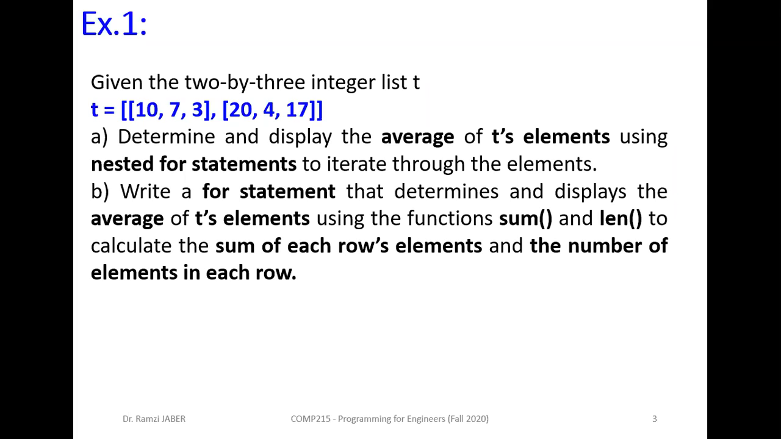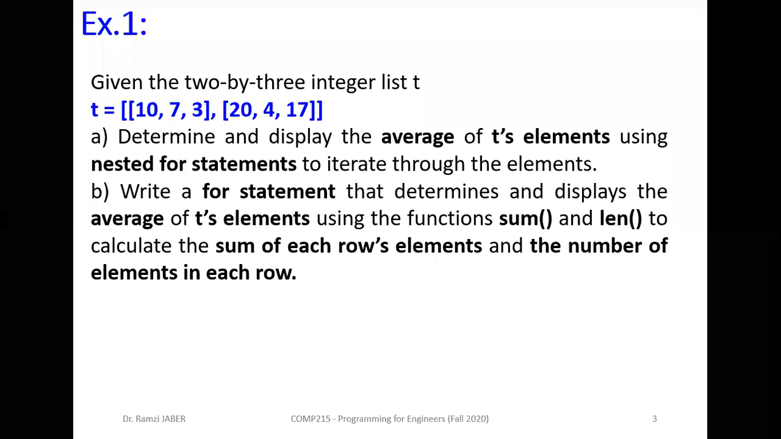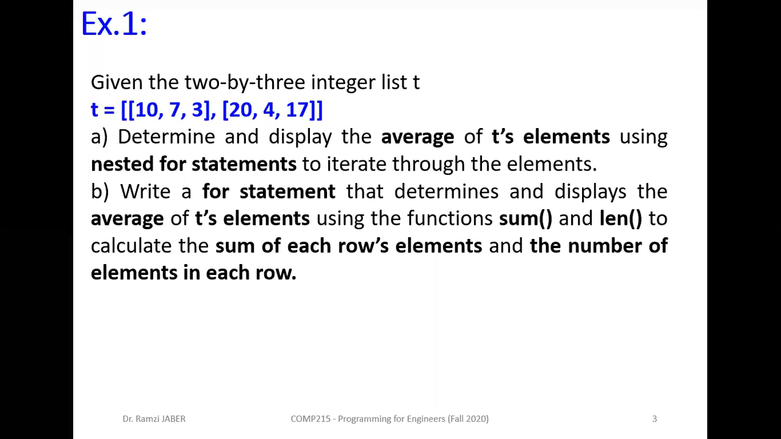Method 1 is using a nested for loop to get every element, and solution 2, or method 2, we will solve it in only one for loop, but using the built-in functions, the advantage of Python, the built-in functions sum and length, to calculate the sum of each row and the number of each element.